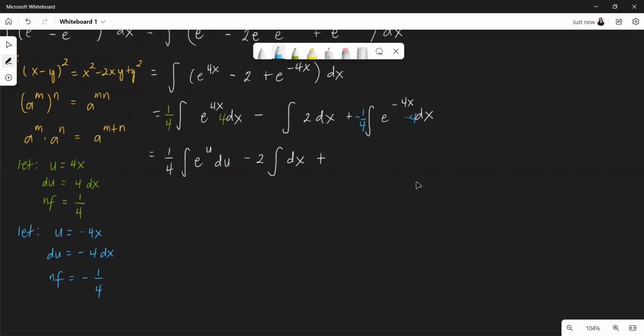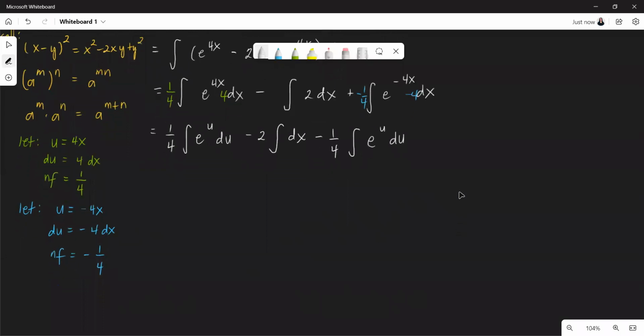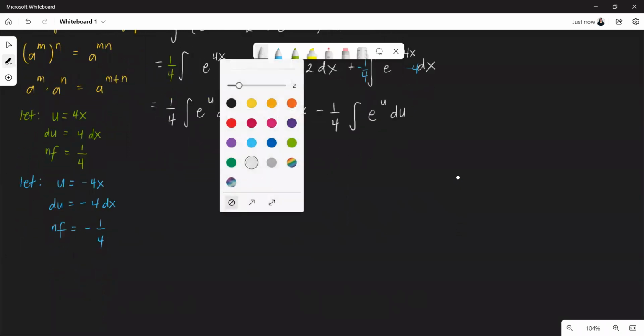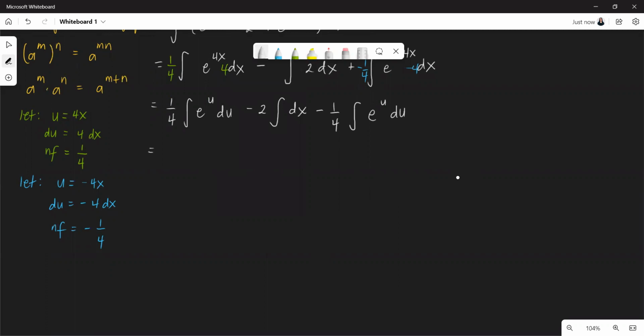Okay, and then continue. So that's plus negative 1/4, or you can just write it as minus 1/4 integral of e to the power of u du. All right. So the integral of e to the power of u du is e to the power of u plus c. So we have 1/4 e to the power of u plus c. Or we'll just put the plus c on the last part.